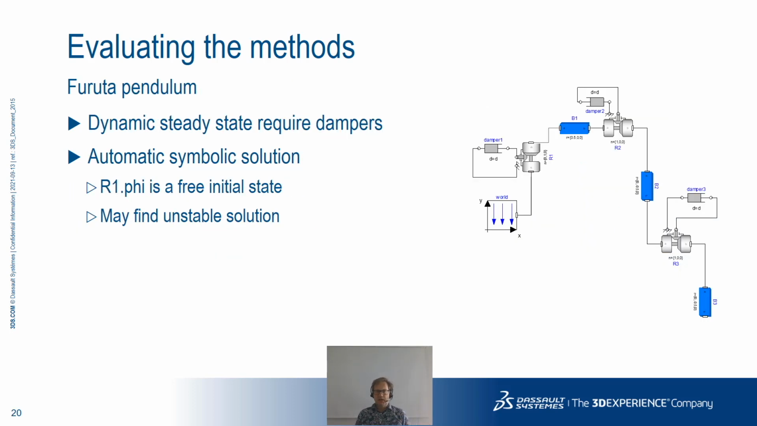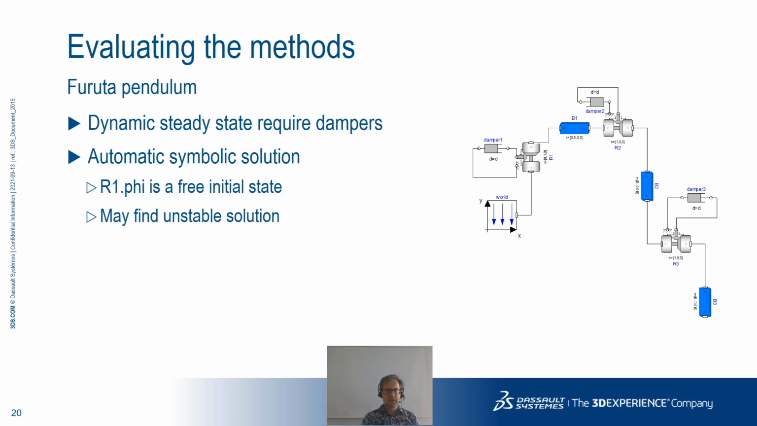And then we take another example. That is, we take a Furuta pendulum. So it's one arm like this with three joints there. And what it automatically finds, well, the first thing is that in order to find a dynamic steady state solution, we need to have dampers in it, because otherwise it will just oscillate forever in a non-periodic way.